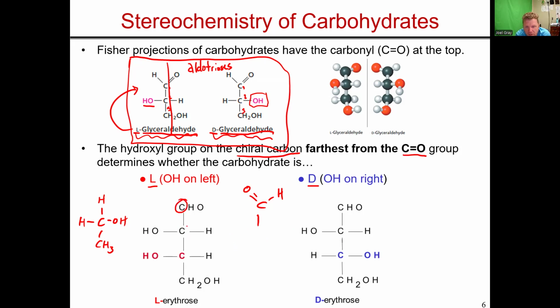So here's where our carbonyl carbon is. This is a chiral carbon. This is a chiral carbon. This is the chiral carbon that is going to designate us as an L or a D. We've got our hydroxide group on the left-hand side. So this is L. L, what's the common name? Erythrose. This one on the right-hand side, well, that is a D sugar. So look to that highest numbered chiral carbon to determine if you're talking about a D or an L sugar.